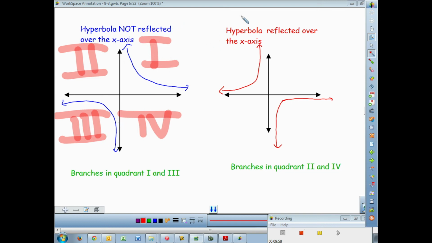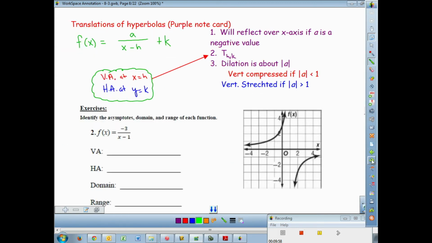If you reflect it over the x-axis, wouldn't this guy come down here and that guy go up there? Correct? So they switch to where the branches, that's what these things are called, just the branches of that thing, go in quadrants 2 and 4. Cool with what it looks like if you reflect it over the x-axis. What kind of graph is it? That's a hyperbola again.